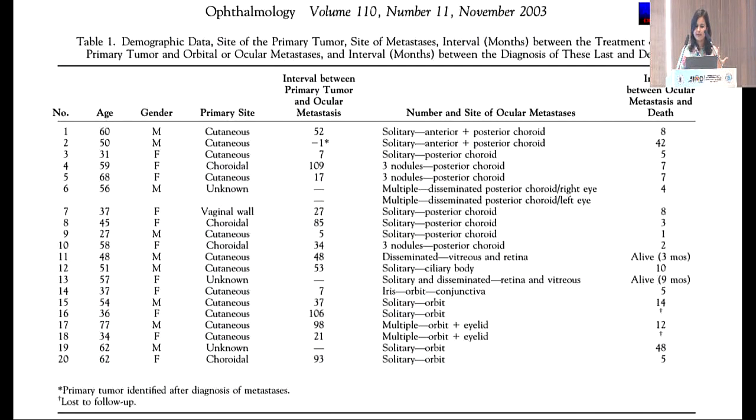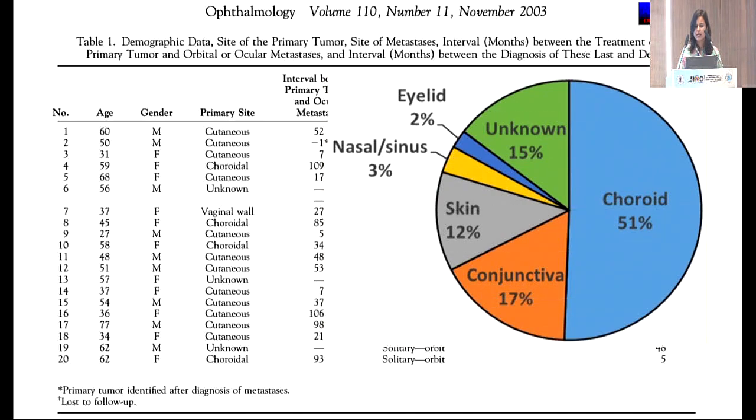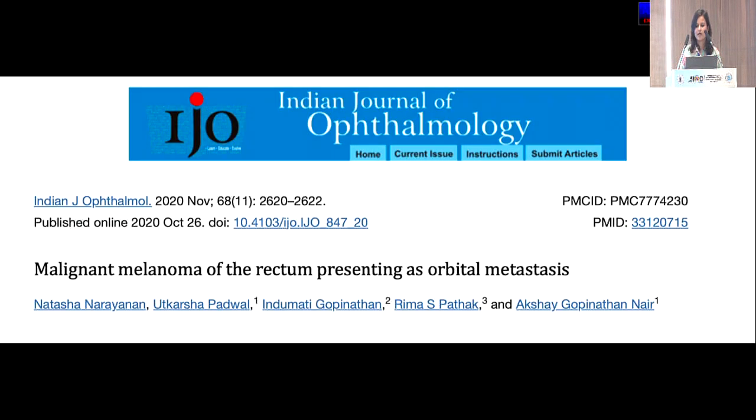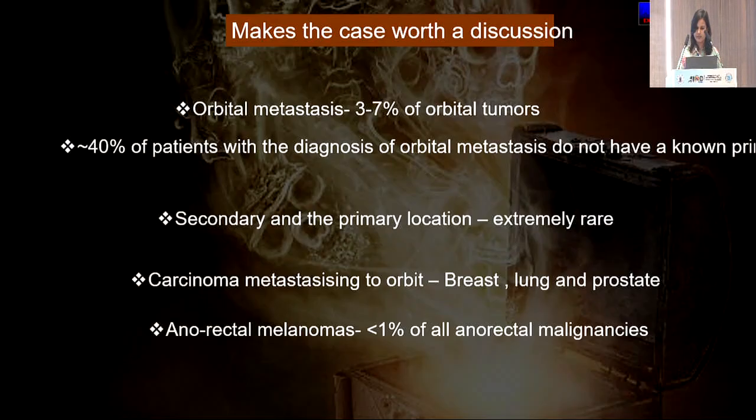And when we see melanoma that metastasizes to the orbit, most of them are either cutaneous or choroidal melanoma, and rarely an alimentary tract melanoma or a rectal melanoma has been documented. This is one detailed paper which deals with a similar kind of presentation, which has been published in IJO. That is the only paper I could find about this kind of disease.